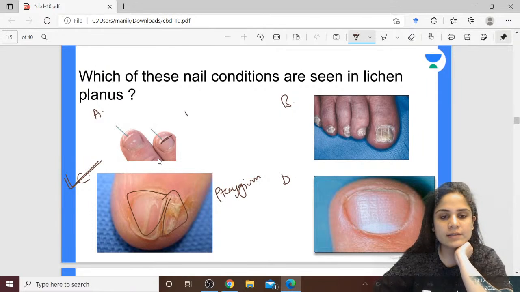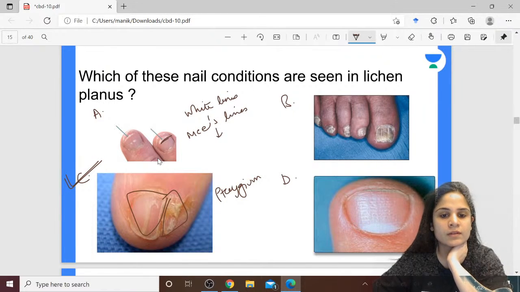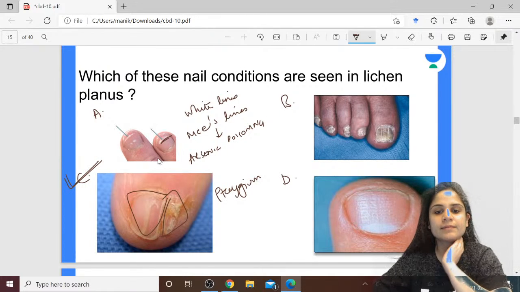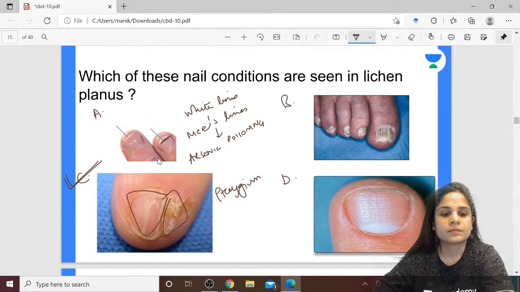Alright, so A is the white lines that you see. What are these lines called as? They are called as Mees lines. Very good, Nimesh. And Mees lines are seen in which condition? In what poisoning? They are seen in arsenic poisoning. Okay. Any idea about B and D? Anyone any idea about B and D?